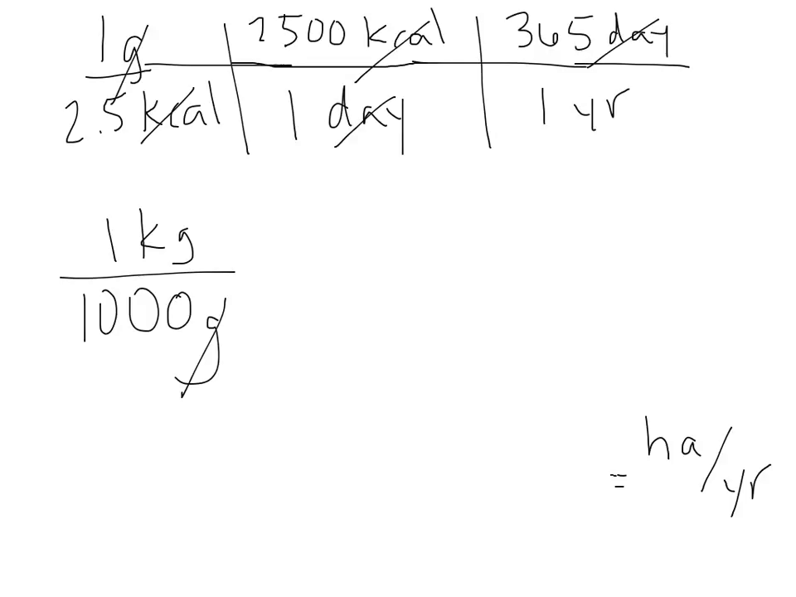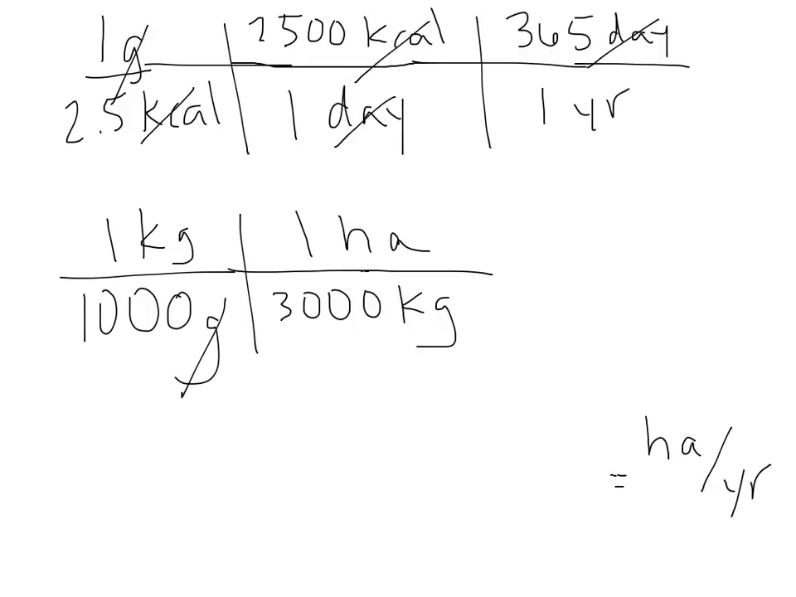I can go back to the problem then and see something about kilograms. Okay, this time I'm going to put it on the bottom so I can cancel. I know 3,000 kilograms is equivalent to 1 hectare of wheat. Okay, kilograms canceled. I'm going to keep on backtracking and make sure I got everything canceled except for what I actually want, which is years and hectares. Okay, perfect. Hectares on top and years on the bottom.